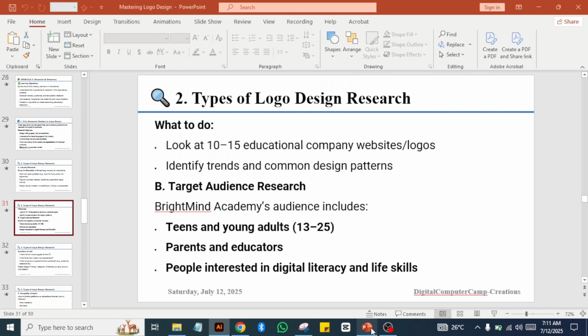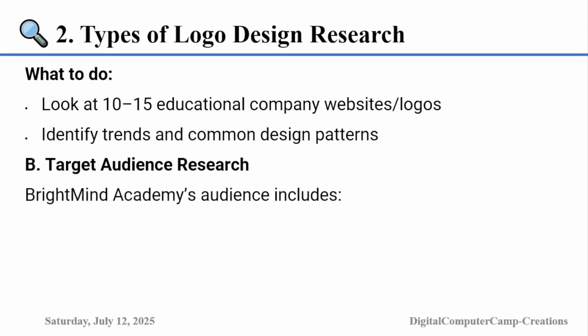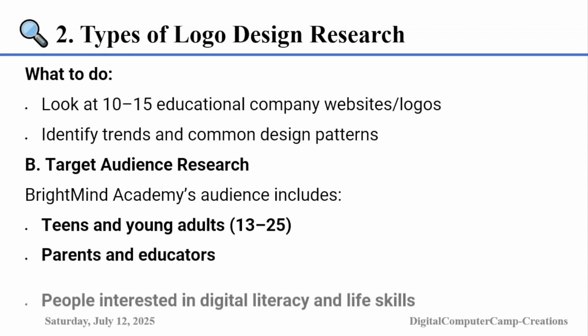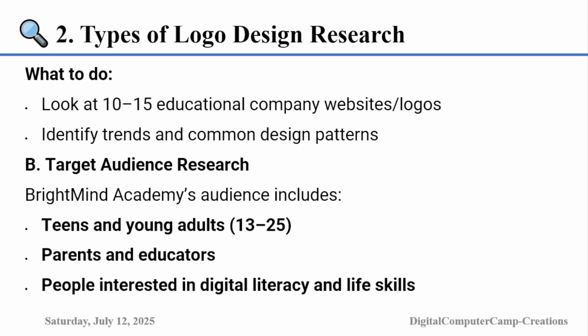Let's go back into our presentation. Now I have finished this one. I will do 10, 15, and then target audience. We need to have now target audience research. Bright Mind Academy should include teens and young adults between 13 to 25 years, and then parents and educators, people interested in digital and life skills.